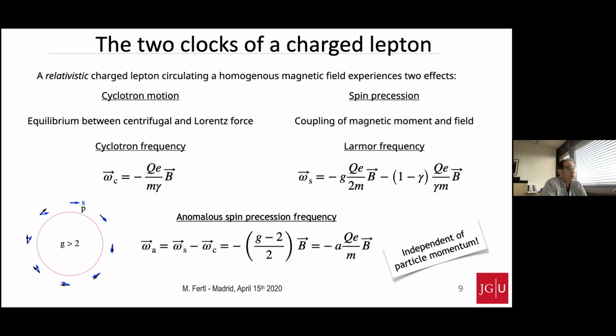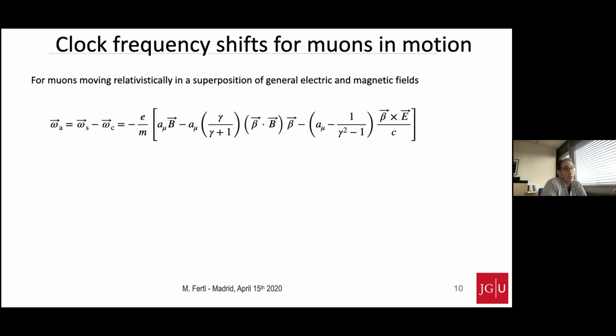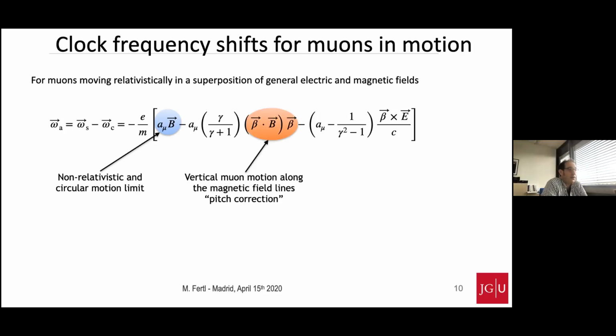We have to confine our muons actually in a superposition of electric and magnetic fields. And this introduces a couple of correction terms to this very simple frequency expression. But what we can do is first of all identify the non-relativistic limit and the ideal circular motion limit. And then we get corrections that we call the pitch correction, which is due to the vertical motion of the muons along the magnetic field lines. And the third term in this expression is a correction that results from relativistically generated magnetic fields due to the electric fields that we use to focus our muons and confine the muons in the storage ring.